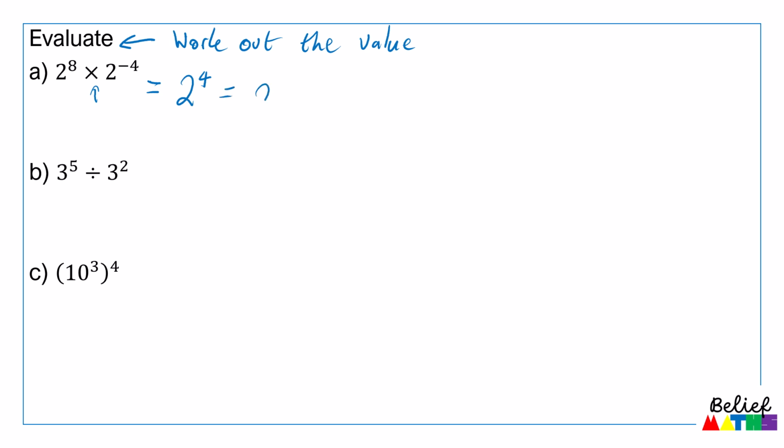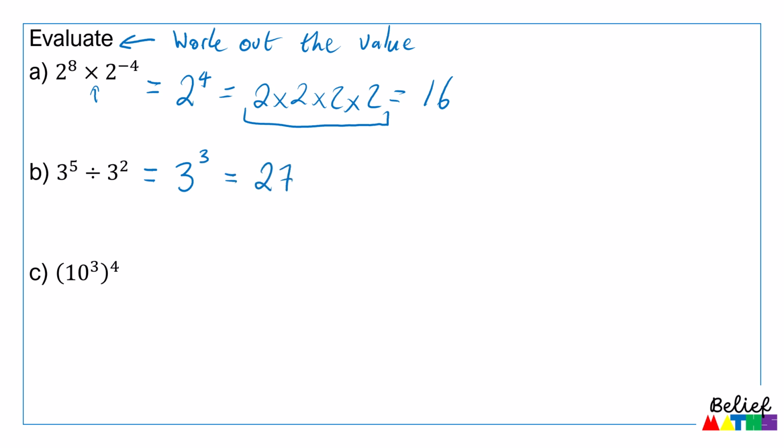So 2 to the power of 4 is 2 times 2 times 2 times 2. So 2 times 2 is 4, times 2 is 8, times 2 is 16. Now you don't need to write this middle bit, but you can if you're forgetting what 2 to the power of 4 means. Next one, we're going to use a similar thing. We're going to simplify first. So we get 5 take away 2, so that's 3 to the power of 3. And then 3 cubed, or 3 times 3 times 3, is just 27.